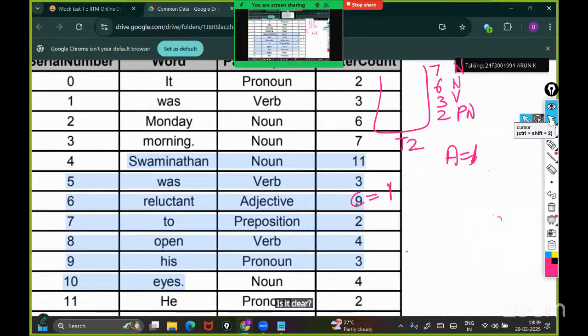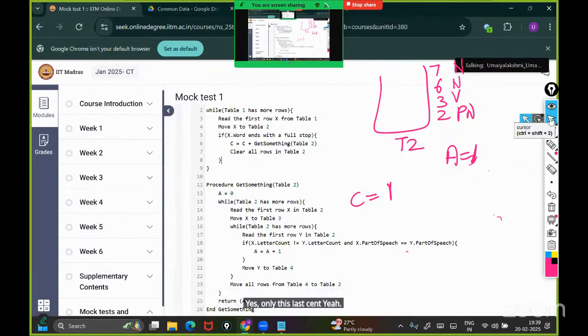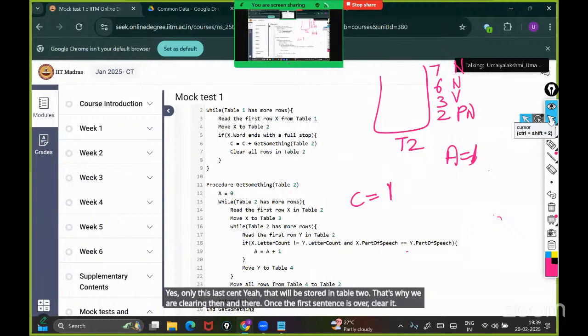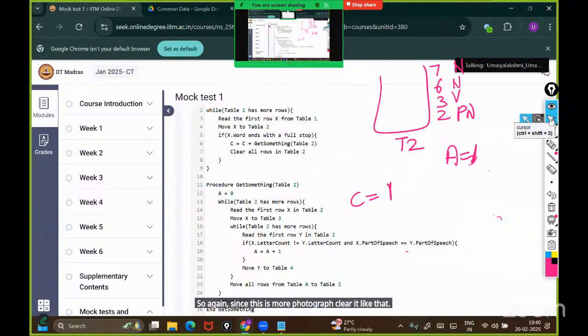Store only the last sentence combinations. Yes, only the last sentence combination it will store. That will be stored in table 2. That's why we are clearing then and there. Once the first sentence is over, clear it. Second sentence is over, quickly clear it like that.